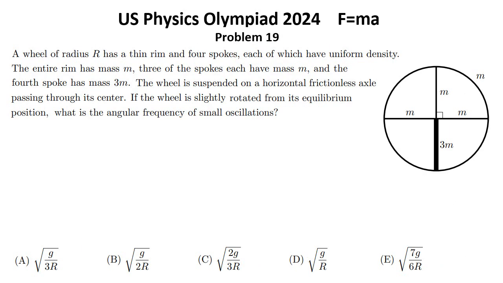Problem number 19. A wheel of radius r has a thin rim and 4 spokes, each of which has uniform density. The entire rim has mass m, 3 of the spokes each have mass m, and the 4th spoke has mass 3m. The wheel is suspended on a horizontal frictionless axle passing through its center. If the wheel is slightly rotated from its equilibrium position, what is the angular frequency of small oscillations?